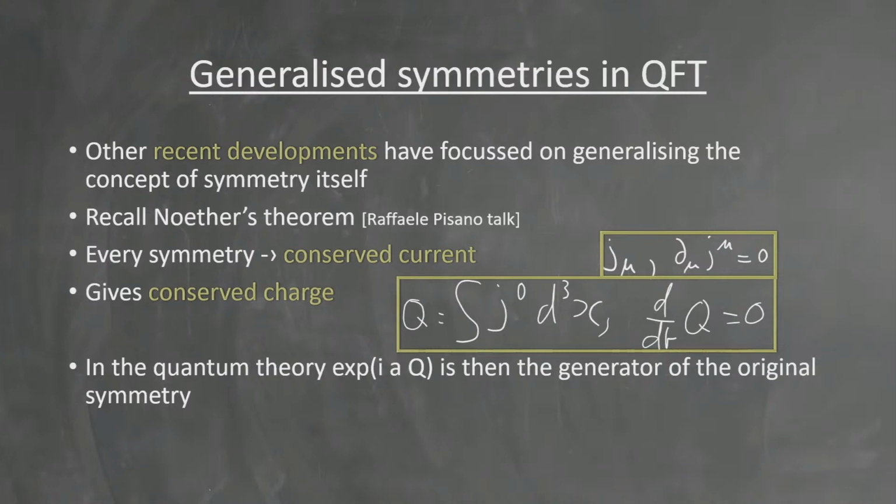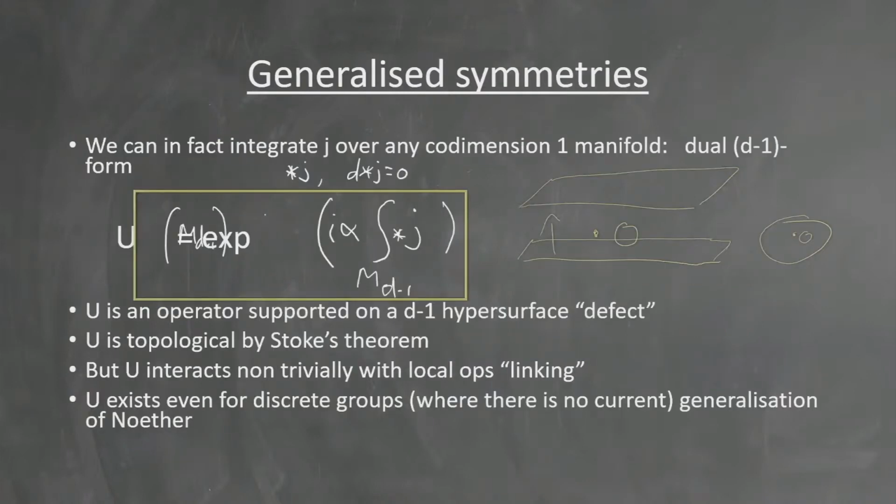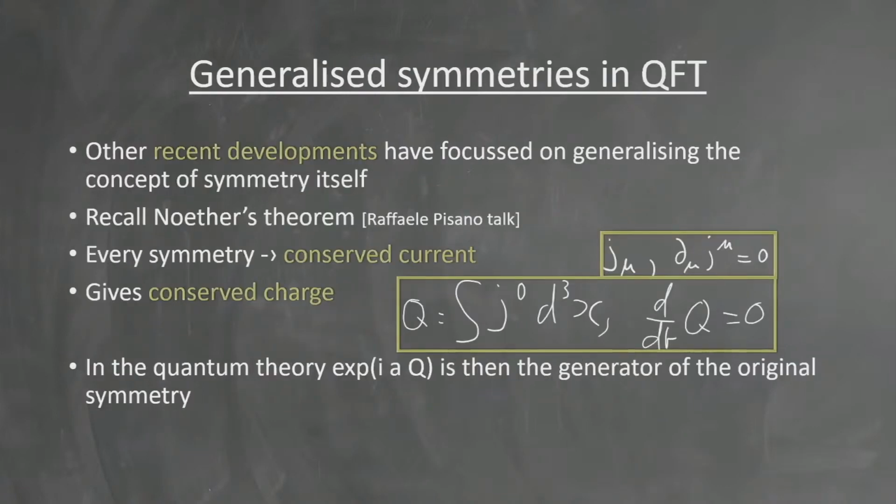So now, actually, oh man, it's messed up again, but never mind. This is supposed to be U depending on M_{d-1}. And it's equal to the exponential of, so this is the same thing that went before, basically. So J^μ I can think of as a 1-form, and ∂_μ J^μ = 0 I can think of as d*J = 0, and I can integrate this over any manifold.